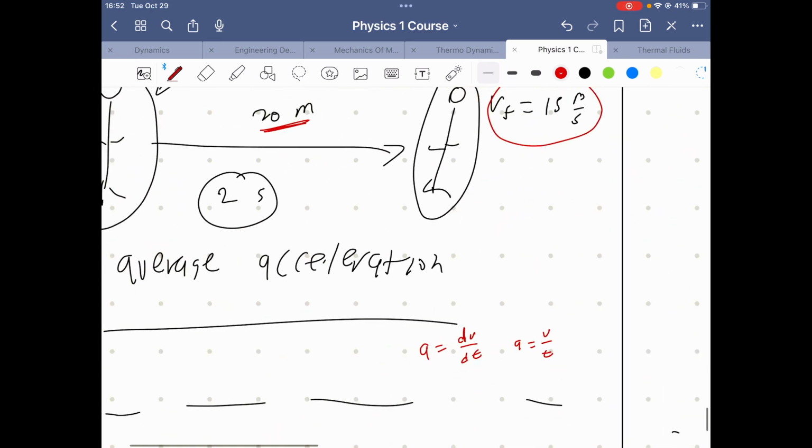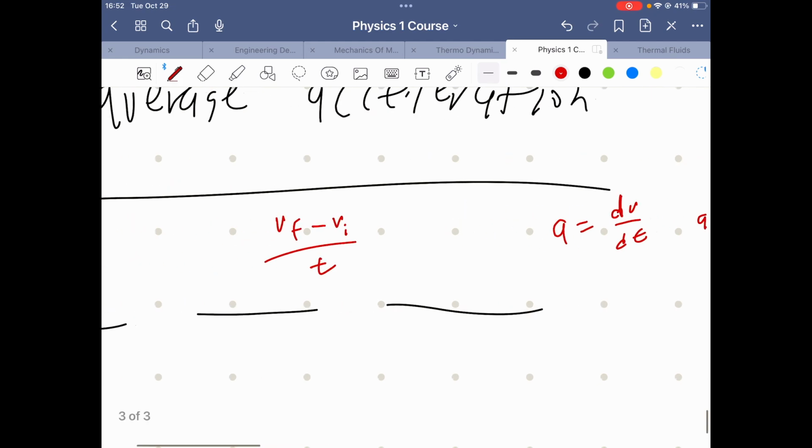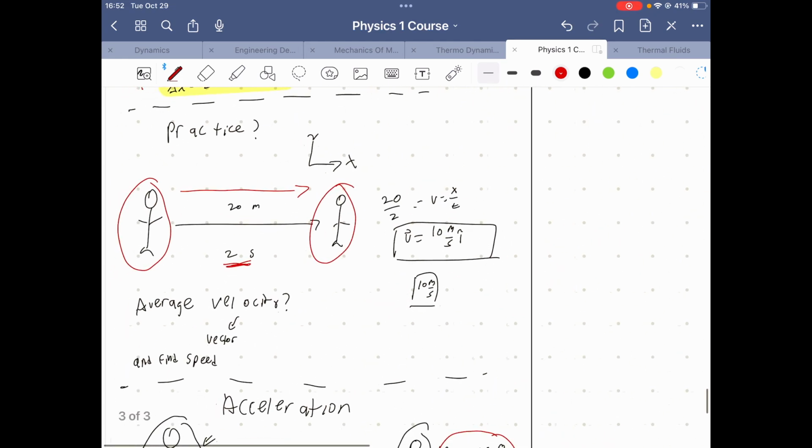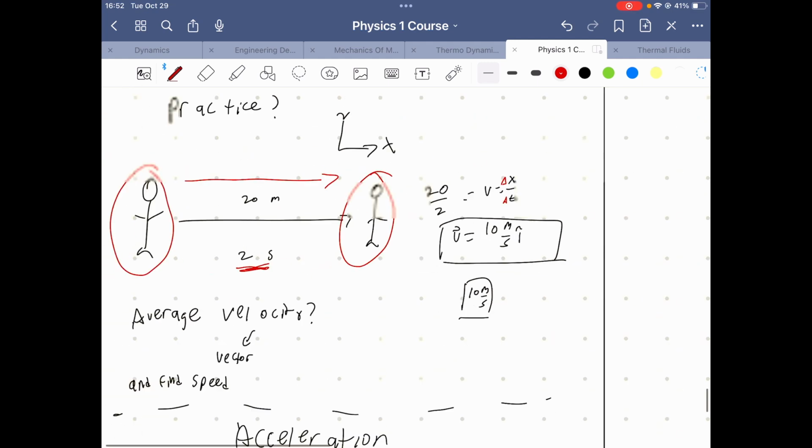So you could just do vf minus vi over the total time, which is the same thing as Δv over Δt, because this is delta v. It's always going to be delta, the change in, over the change in time. And that would be the same thing for up here. We're talking about the changes. Everything has to be a change. So delta x, delta t.